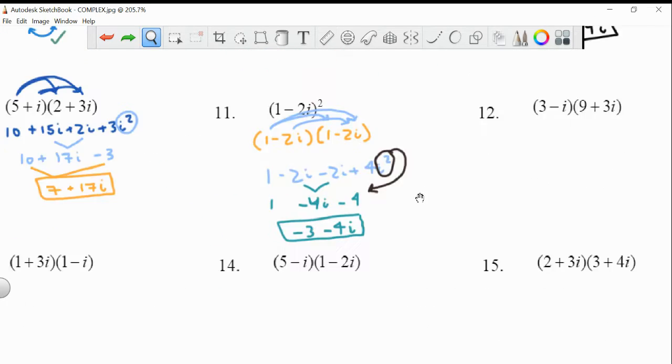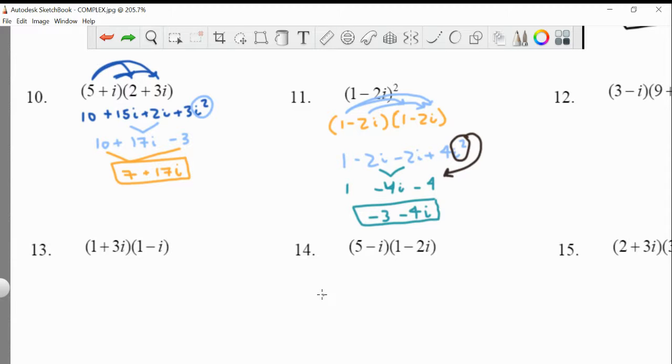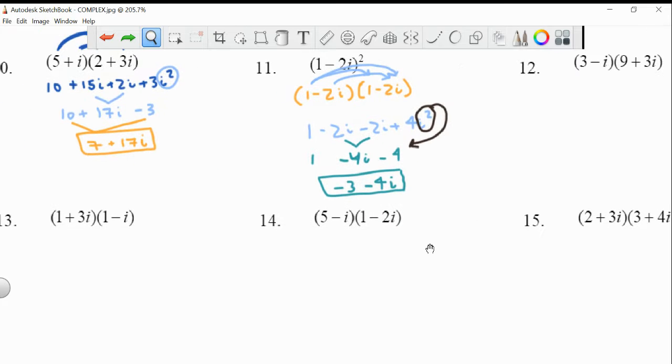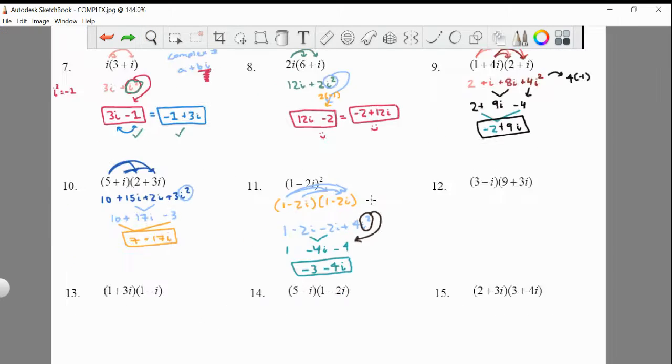12 is going to be FOILing. We can handle that. 13, 14, 15. These are all pretty standard questions where we're just FOILing. We should be able to handle all of these types of questions.